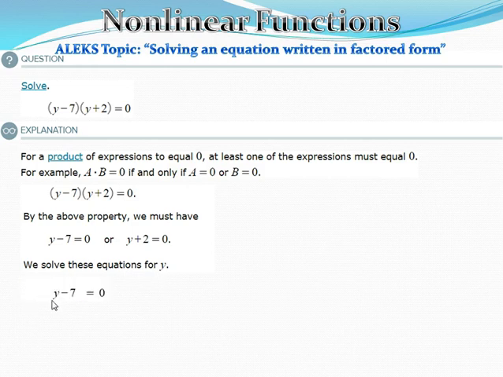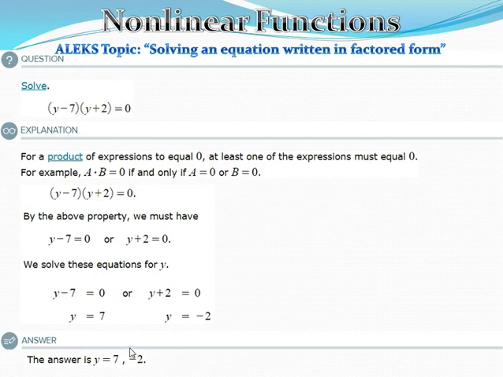So, in my first equation, I have y minus 7 is equal to 0. I just add 7 to each side, and I end up with y equals 7. For my second expression, y plus 2 is equal to 0. I just subtract 2 from each side, and I end up with y equals negative 2. So, of course, the answer is y equals 7 or y equals negative 2.